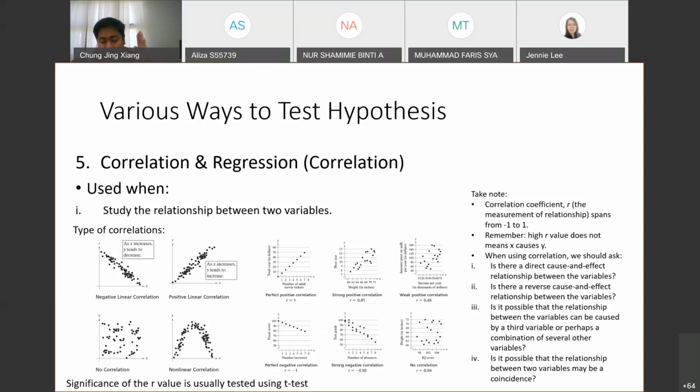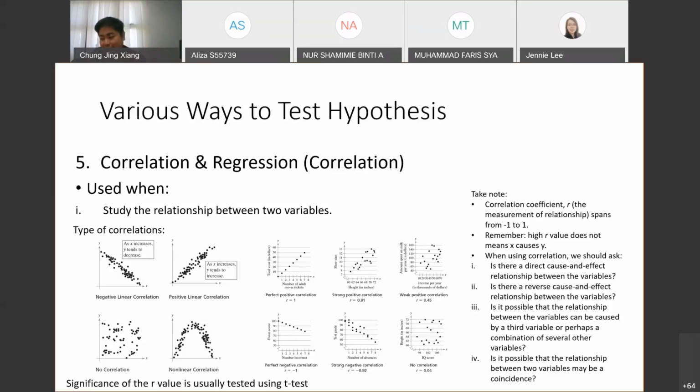Does X cause Y? And another, you have to ask, does Y cause X? So these two things are actually the same thing. So you have to ask this: are they actually related? The next thing: is it possible the relationship between X and Y is caused by a third variable?